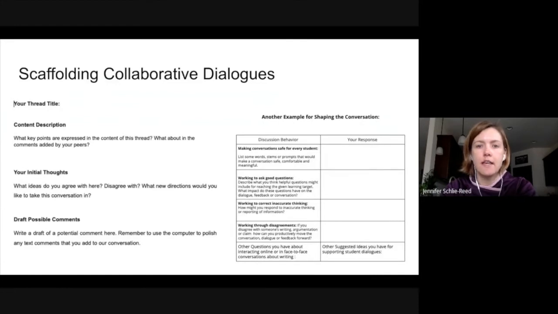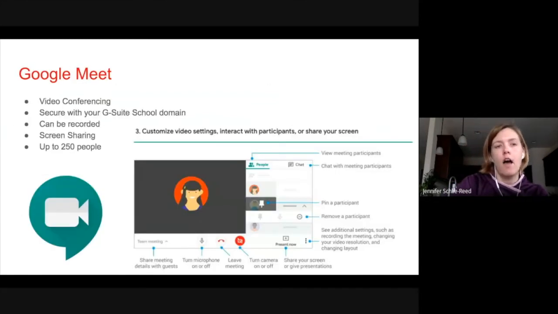So another example could be, again, the discussion behavior. So you're prompting the students on the left, and then the students are able to fill that out on the right. So what are some questions? What are some things that you're working through? Things like that.